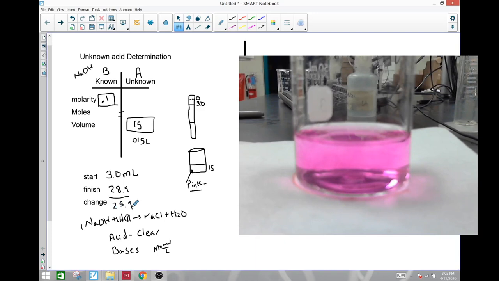All right. So that's the amount that I actually dispensed, which is really important. That's the amount that entered into the beaker. So this is going to be 0.0259.